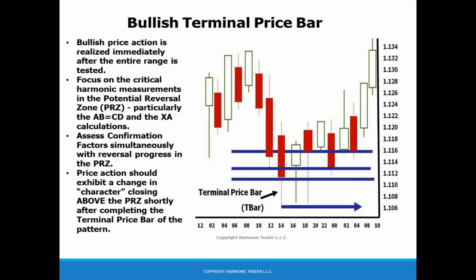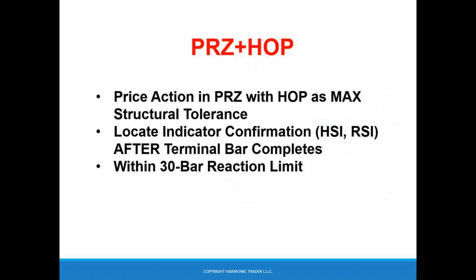Now we can look at specific concepts. We can use the HOP. We can use the PRZ with the HOP to define that maximum structural tolerance for price action unto itself. So when the price enters the zone, how much beyond that level can we give it? We also can locate our indicator confirmation strategies, but these occur after the terminal bar completes, after pattern completion.